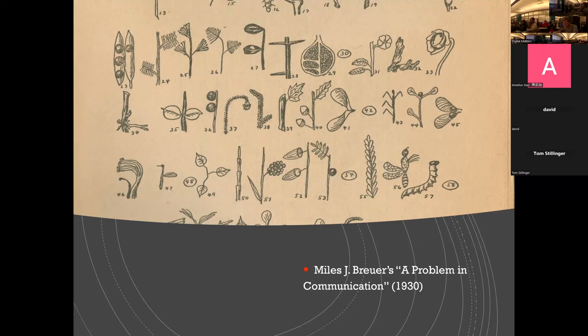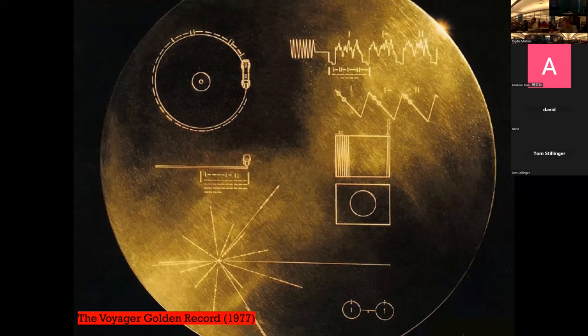But, oh, and here's another example of this in science fiction. There are plenty to choose from. This one I like because it's more organic. This is a vegetable or botanical inspired alphabet in Brewer's Problem of Communication. But we still take pleasure in puzzles. And so even if it's not easily accessible, we tend to think of them as sort of fun media for communication. Anyone recognize this or seen it before?